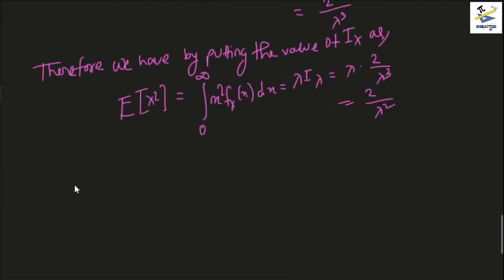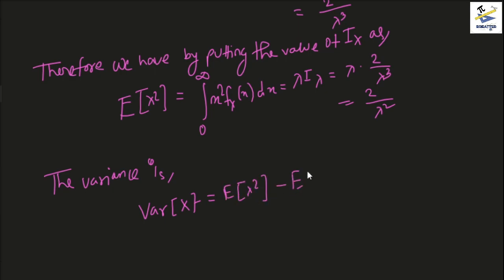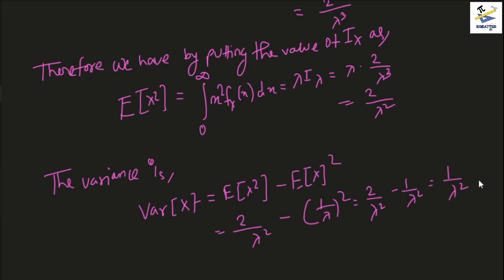Now what we can do here is we can find the variance easily by using the given formula, which is var of x equals E of x square minus E of x whole squared. So it's basically 2 by lambda squared minus 1 by lambda whole squared, which is 2 by lambda square minus 1 by lambda square, which is basically 1 by lambda square, which is the answer. So this is the variance of the distribution.